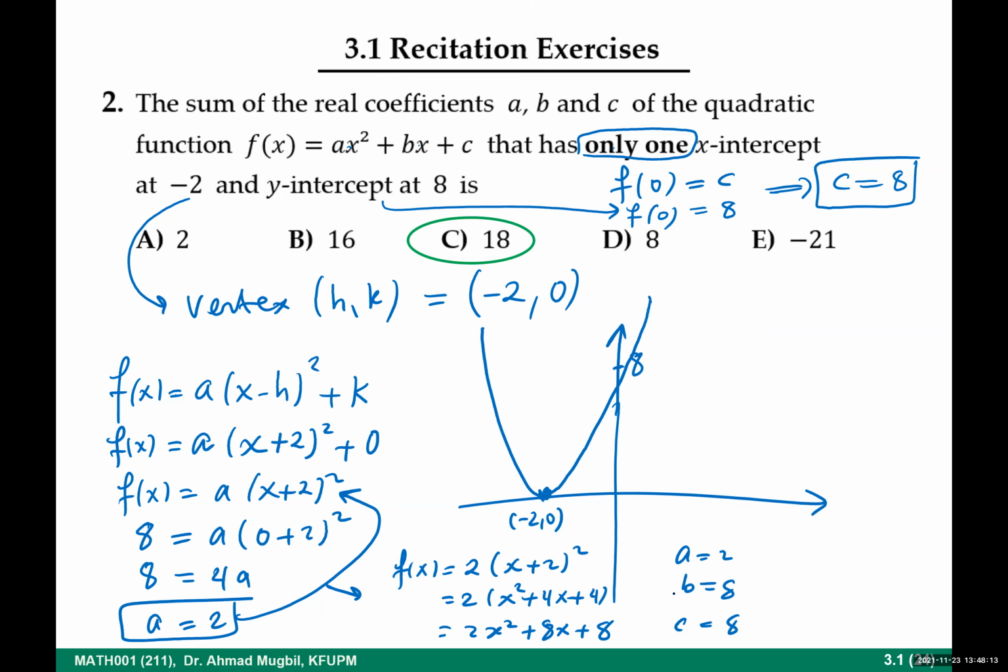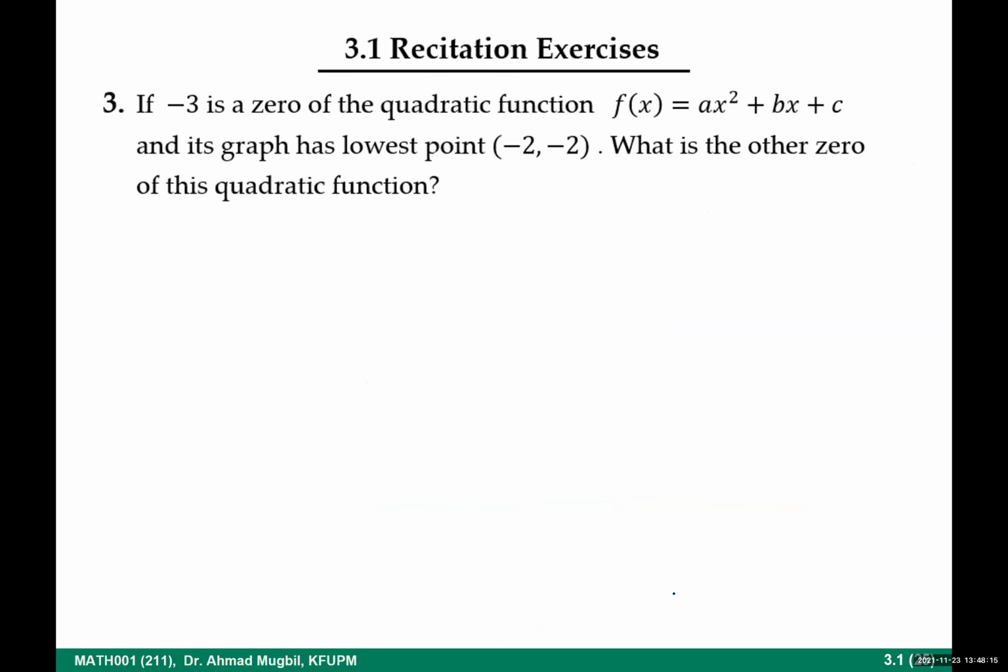Good question. Do we have time for another one? No, we don't. But we will solve this next class, so let's think about it. Tell me what you have, what you need to find, and how you can do that. If -3 is a zero of this quadratic function, which means what? One x-intercept. This is one of the x-intercepts.